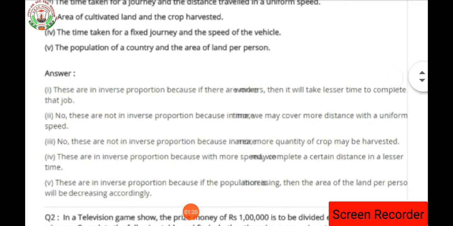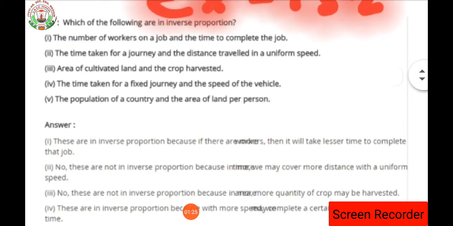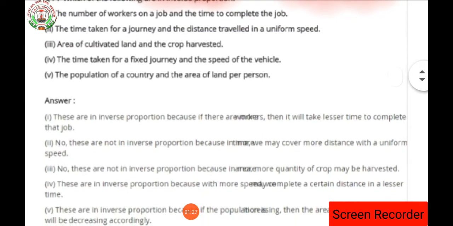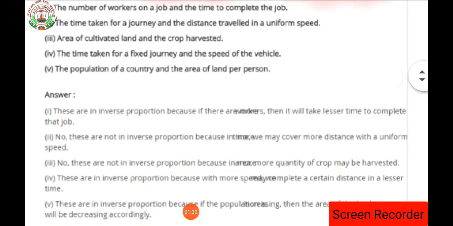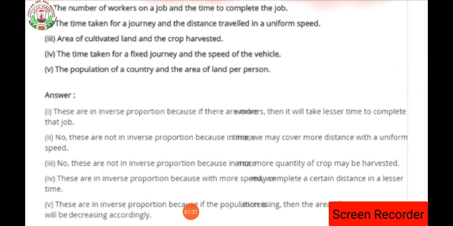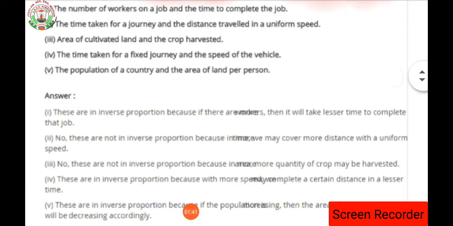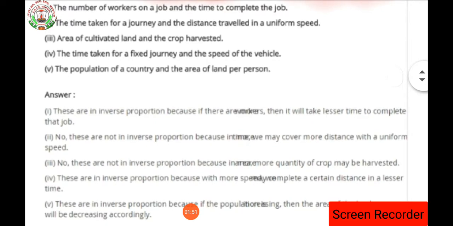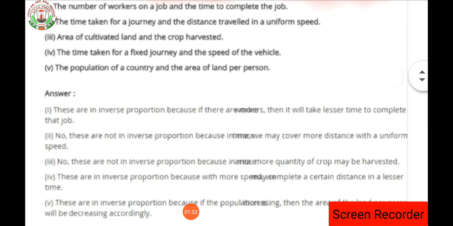So these are inverse proportion. The first statement is the number of workers on a job and the time to complete the job is an inverse proportion. Why? Because if there are more workers, then it will take less time to complete the job. More workers, less time taken, isn't it? If there are more workers, it will take less time to complete any work. For this reason, this is an inverse proportion.